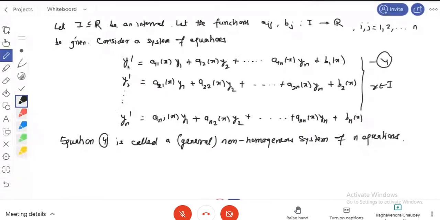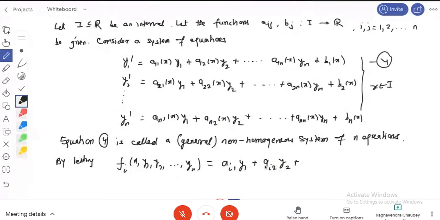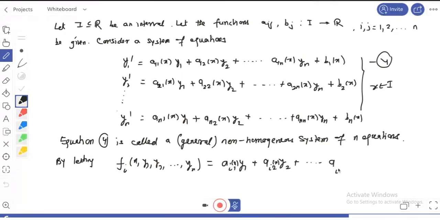Okay, and if we write this in compact form, so if we rewrite this as f_i, which is a function of y1, y2 up to yn, and that equals a_i1(x) y1 plus a_i2(x) y2, and of course this is a function of x, up to a_in(x) yn.